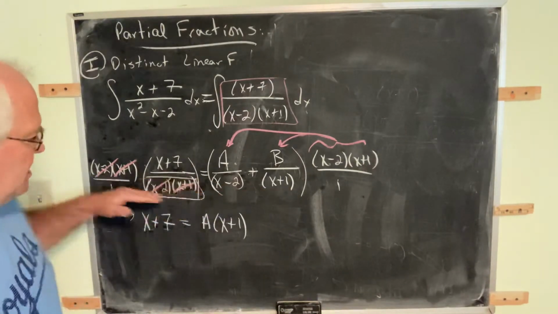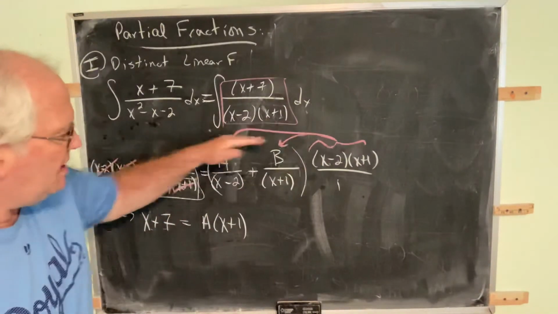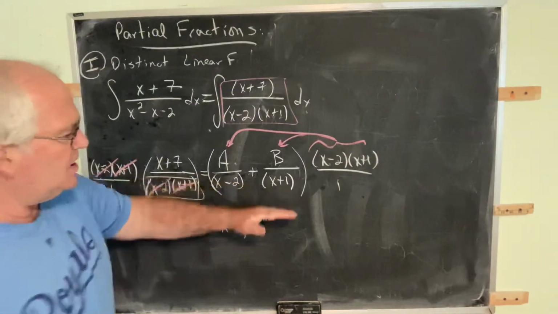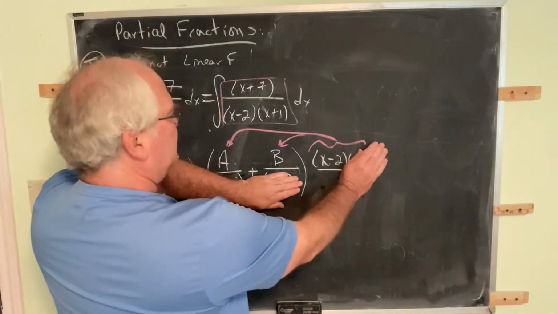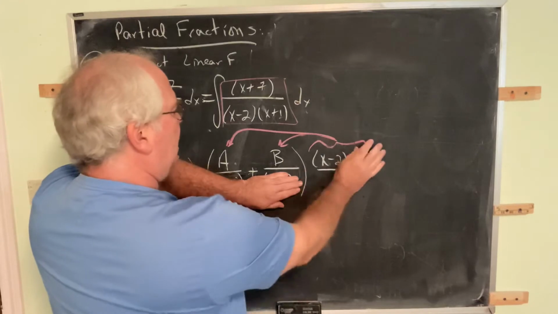Same song, third stanza. Multiply in, multiply in, multiply in. In this case, the x plus 1 cancels with the x plus 1. And we have b times the x minus 2.